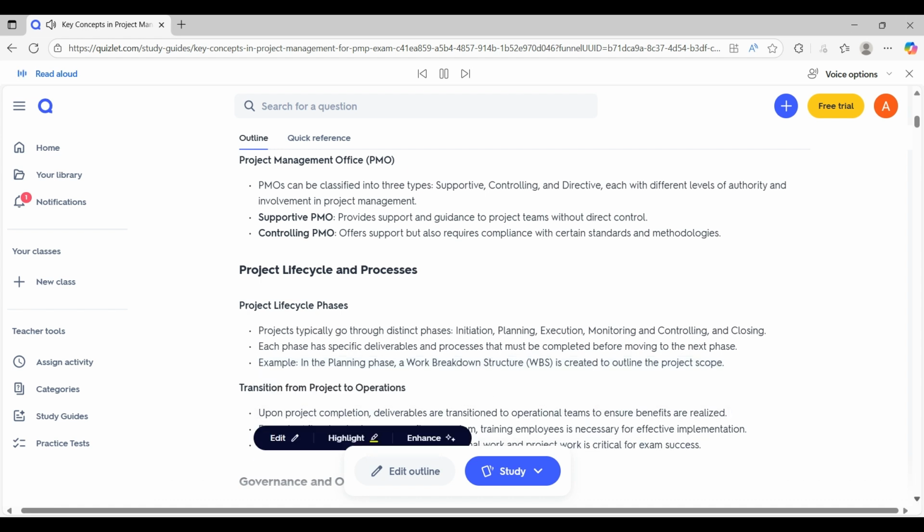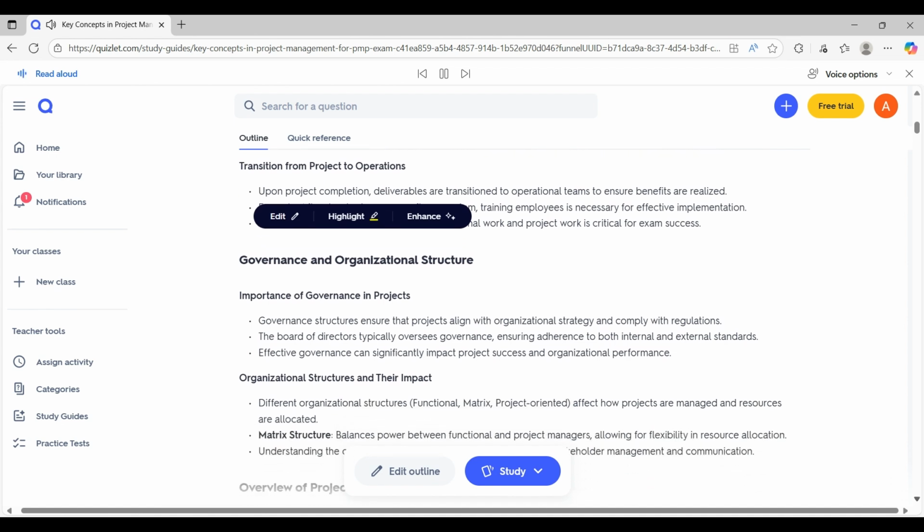Transition from project to operations. Upon project completion, deliverables are transitioned to operational teams to ensure benefits are realized. Example, after developing a new software system, training employees is necessary for effective implementation. Understanding the difference between operational work and project work is critical for exam success.